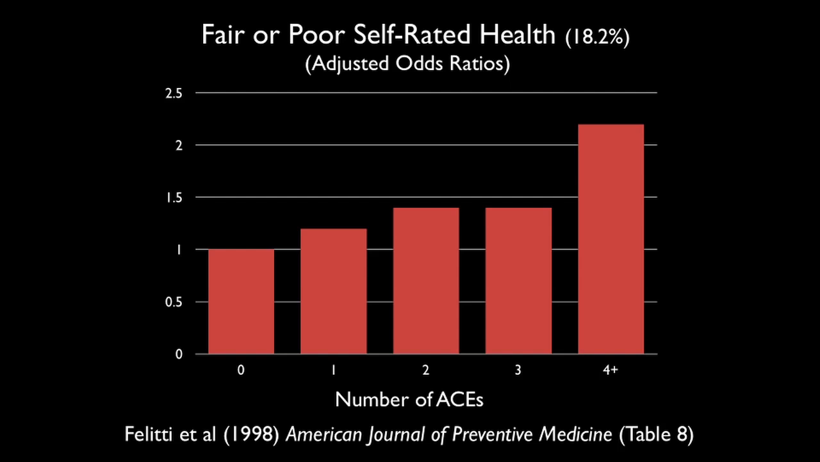And then on a general health item, you can see that people are over 2 times as likely to rate themselves as having fair or poor general health if they've experienced more ACEs.